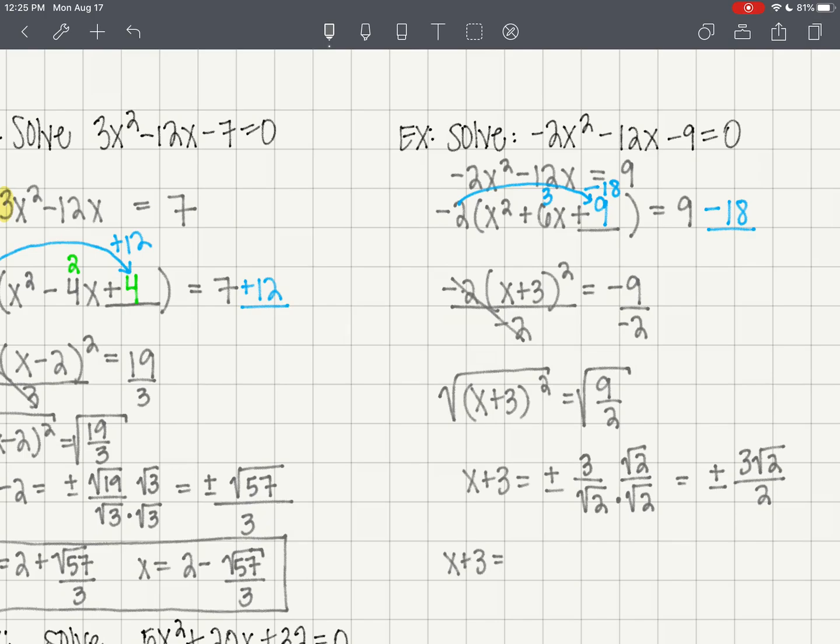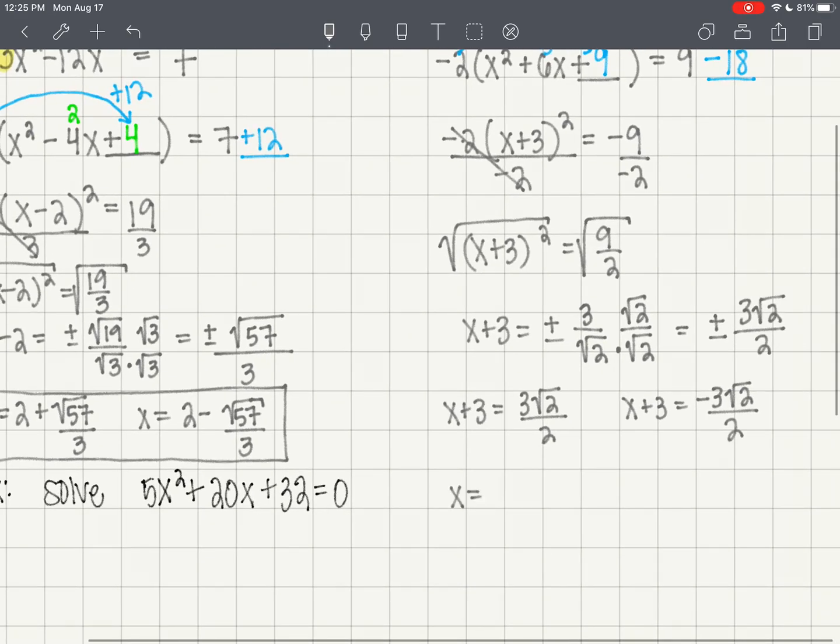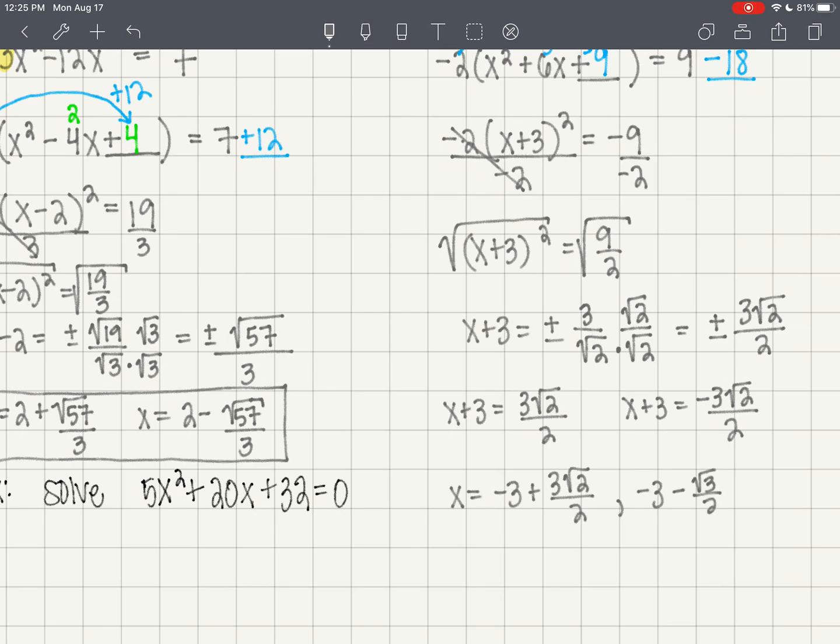So x plus 3 equals positive 3 times the square root of 2 over 2, and x plus 3 equals -3 square root of 2 over 2. When I subtract 3 from both sides, we get -3 plus 3 times the square root of 2 over 2, and we get -3 minus 3 times the square root of 2 over 2. And those are our two answers.